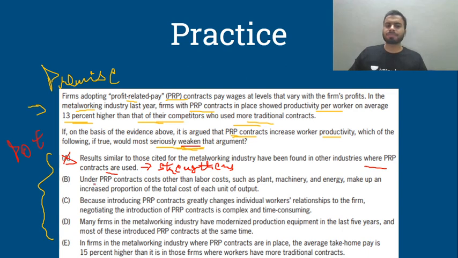Option B. Under PRP contracts, costs other than labor costs, such as plant, machinery, and energy, make up an increased proportion of the total cost of each unit of output. See again, they are dissecting this into cost, labor cost, and machinery cost. We are not concerned with that. We are concerned with productivity and whether PRP is actually increasing the productivity. So we eliminate B as well.